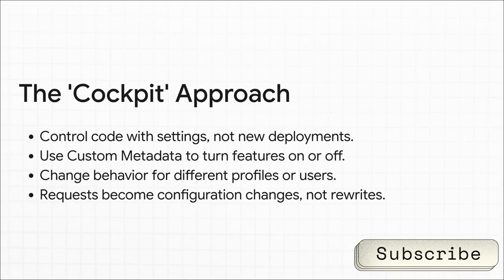A pilot doesn't have to get out and rewire the plane just to change direction, right? They use the controls, they flip a switch. Your application should work the same way. Build it with configuration points, maybe using custom metadata that let an admin turn features on or off, or change how they behave. So when a client asks for a small change, it's not a whole new coding project. It's a simple configuration change. It's just a flip of a switch in your cockpit. That shows incredible foresight and provides so much more value.